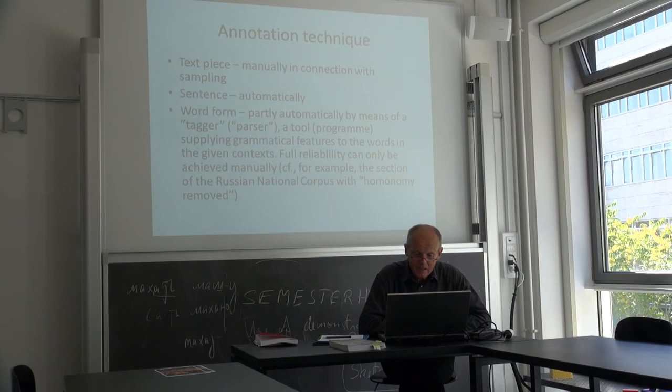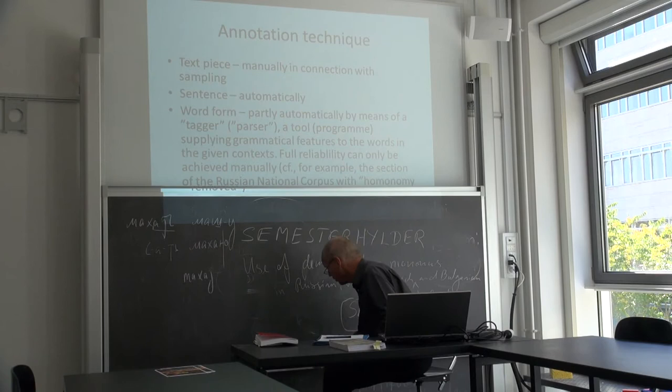But the Russian National Corpus is very strong here because it has a pretty large subsection, close to 10 million words as far as I remember, maybe 8 to 10 million words, where homonymy is removed. And homonymy is, what could it be?